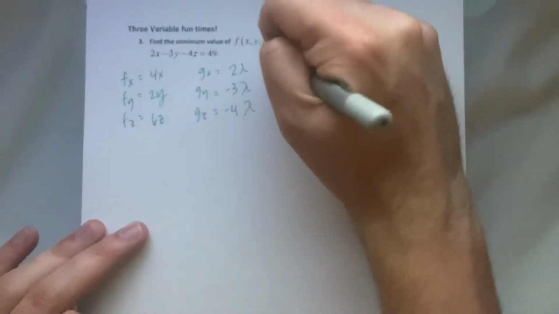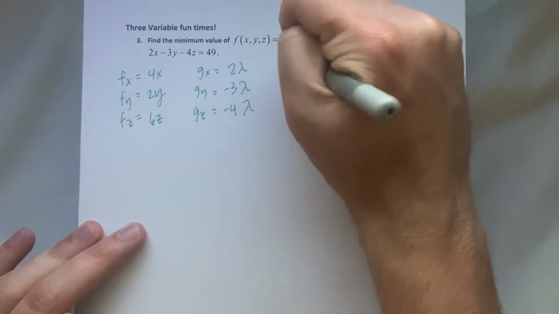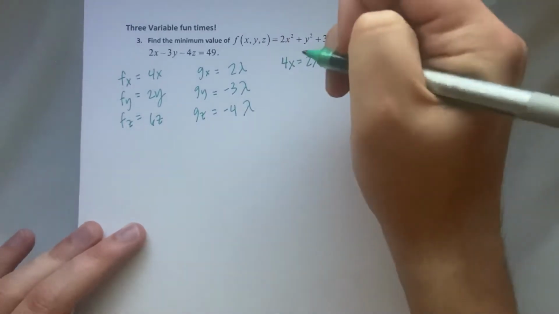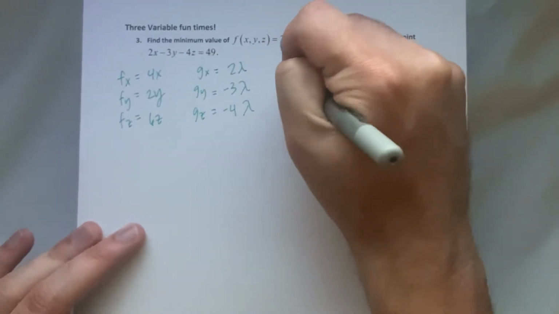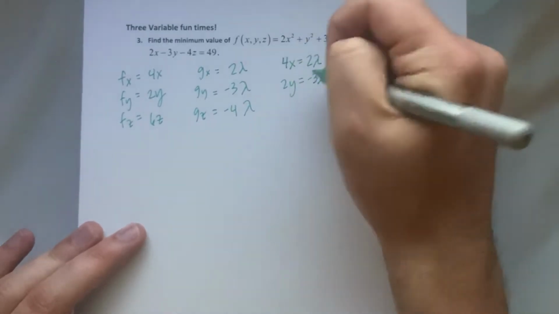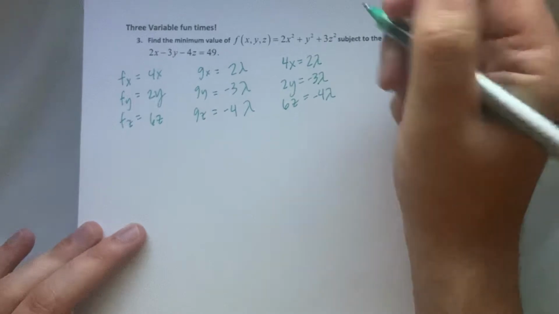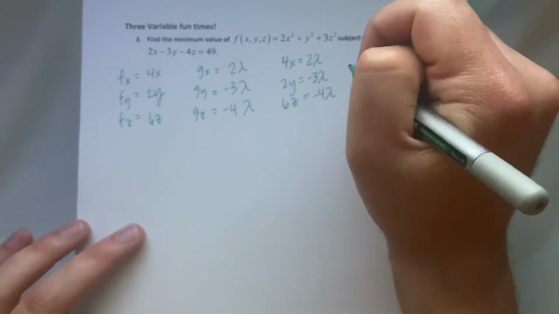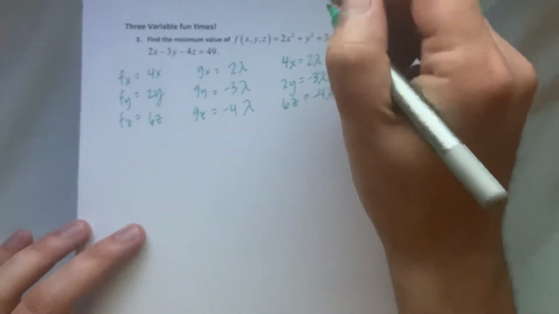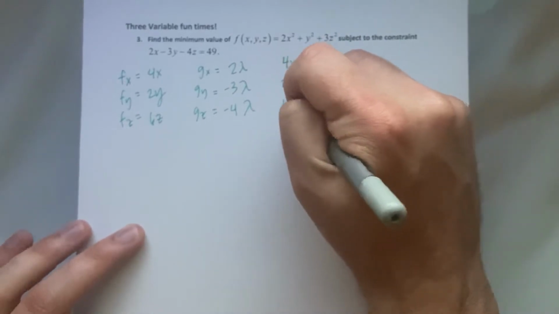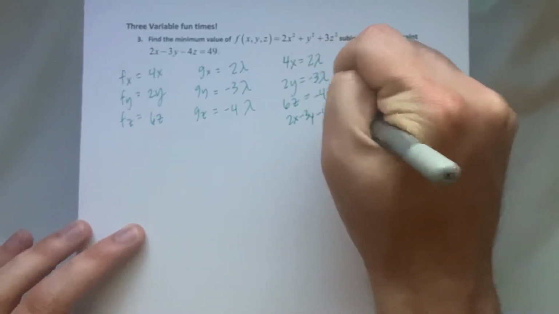So my 4 equations are 4x equals 2 lambda, 2y equals negative 3 lambda, 6z equals negative 4 lambda, and last, we get, if we need it, the 2x minus 3y minus 4z equals 49.